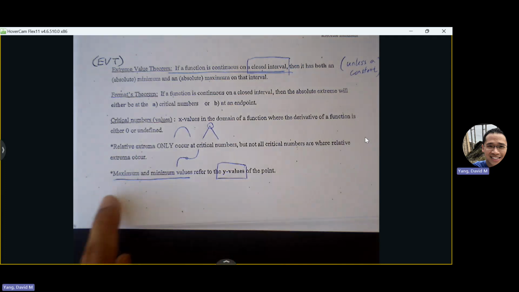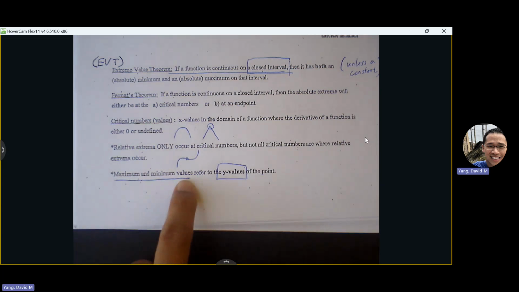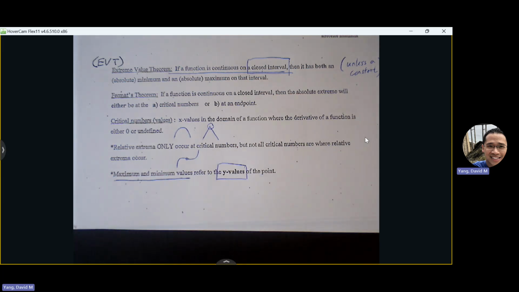Okay. It's like asking, what is the maximum height, right? If there's a maximum height, you wouldn't provide the time. You would provide the value, the y value at that point.